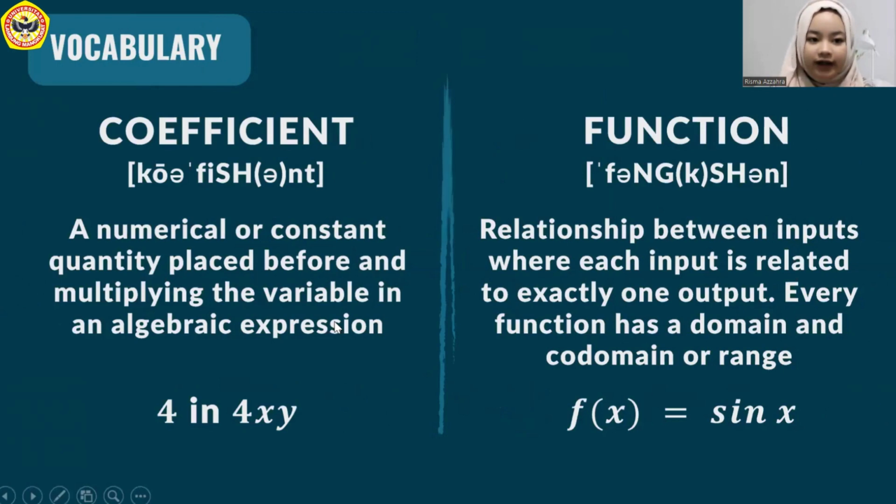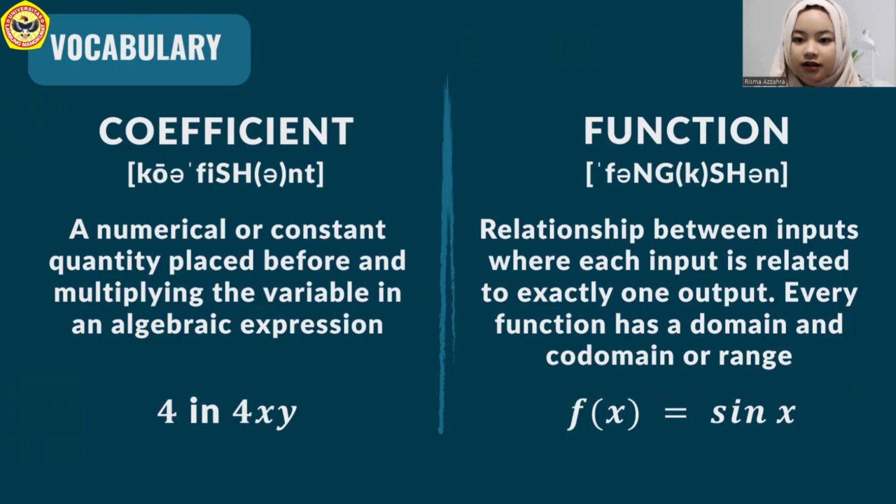Next is coefficient. A coefficient is a numerical or constant quantity placed before and multiplying the variable in an algebraic expression. For example, 4 in 4xy.